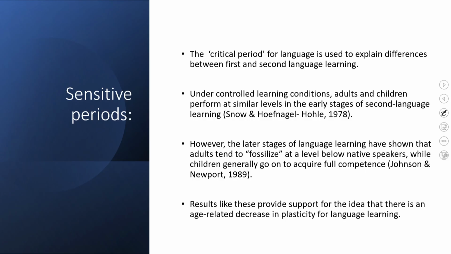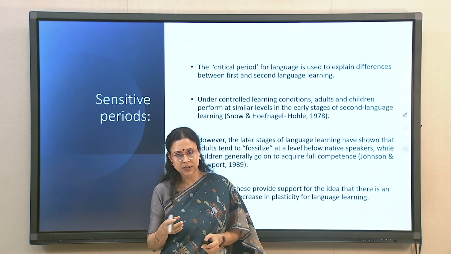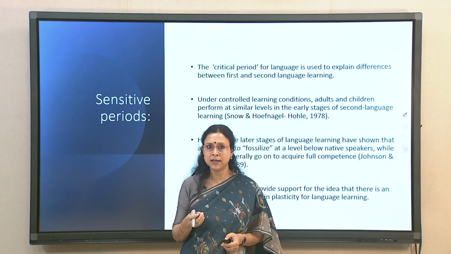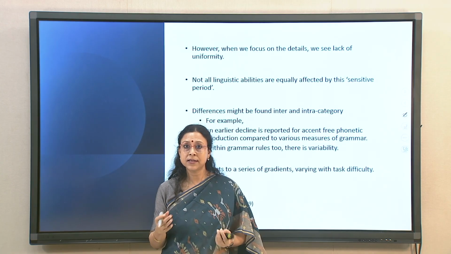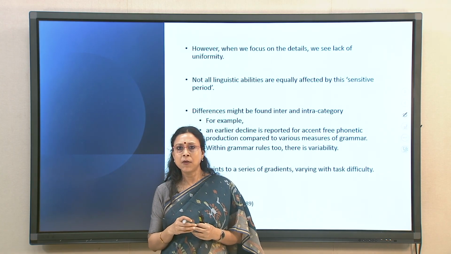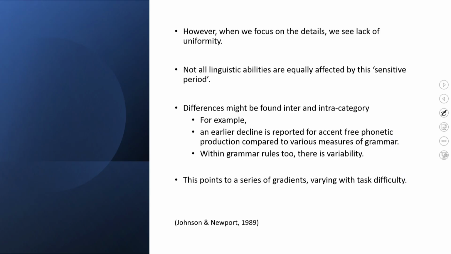So, a child may go on at the same speed, but the adult's learning abilities may get fossilized, as they have talked about. So, this kind of result does support the idea that there is an age related component in terms of the plasticity of language learning. However, if you look at a deeper level, there are some differences. For example, not all linguistic abilities are equally affected by the sensitive periods. Some aspects of language, yes, but not everything.